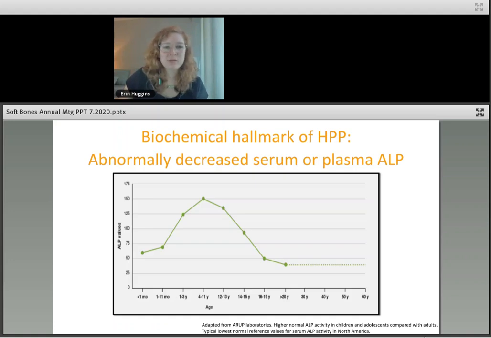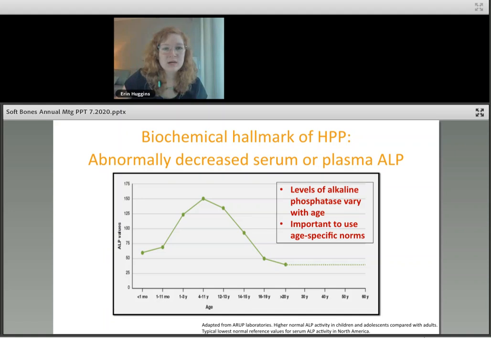So this slide is another repeat from Dr. Kishnani. This is just a reminder that the underlying feature of all patients with HPP is this decreased ALP, which we find with a blood draw. And so you can see a couple of different areas here. ALP levels, the normal levels, change throughout the lifespan if you think about children as they grow, and young adults as they turn into adults. There's a lot of different changes happening in the body.